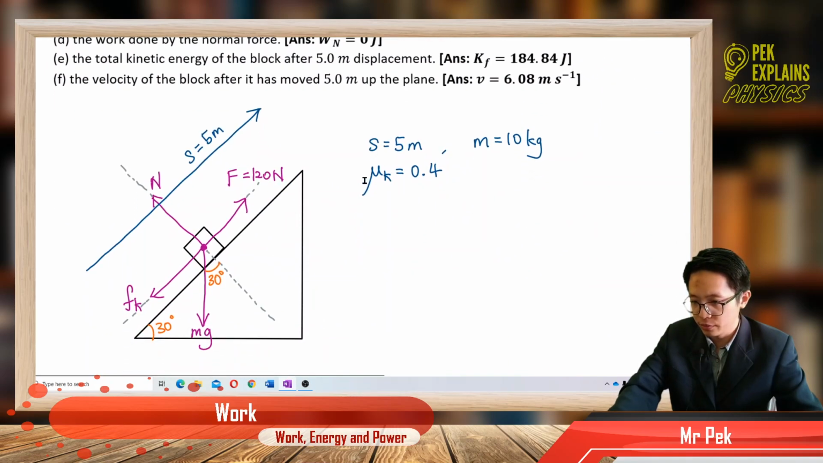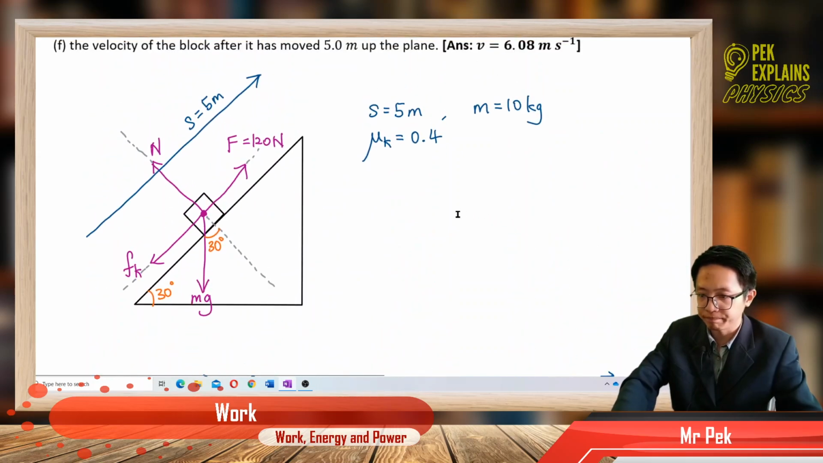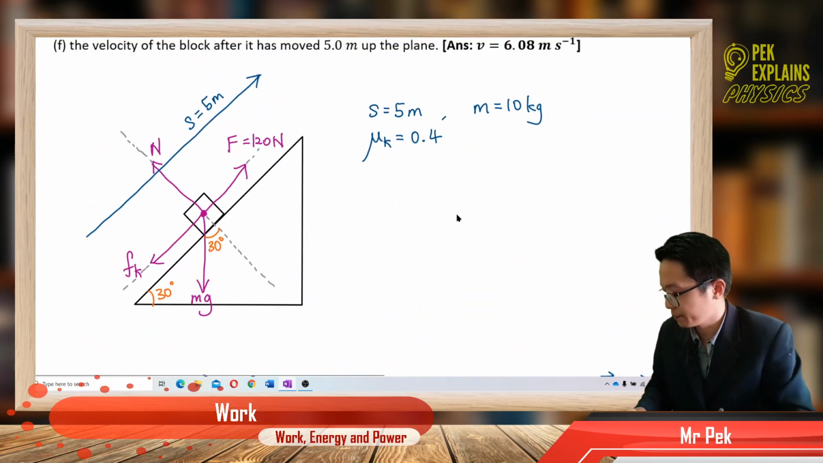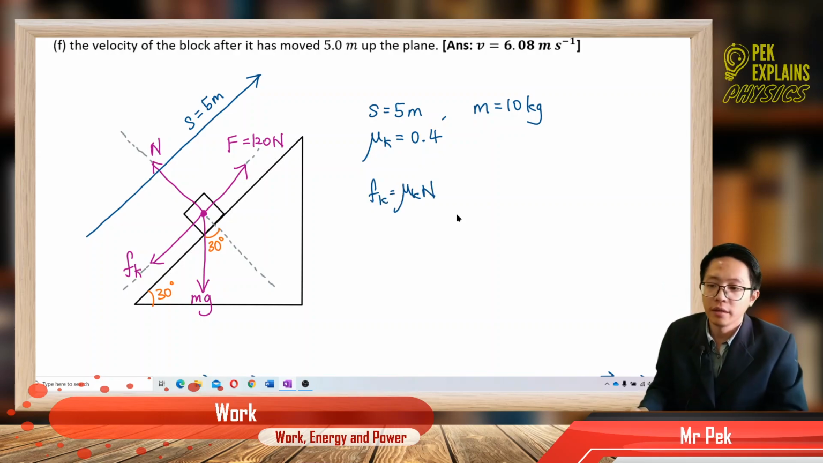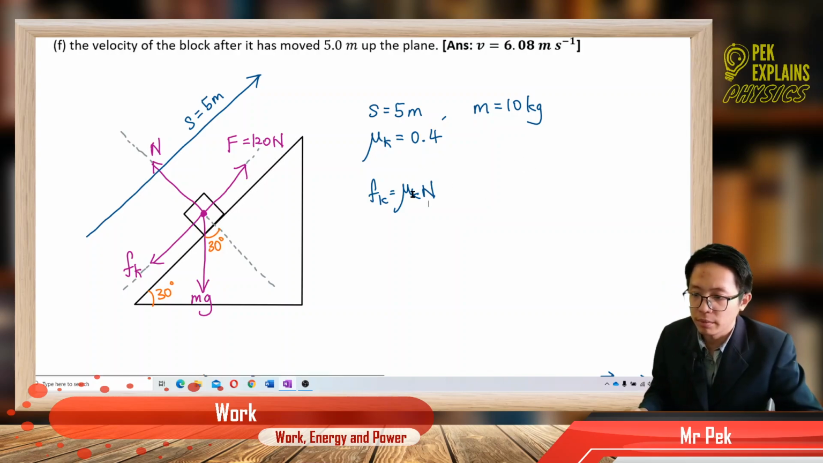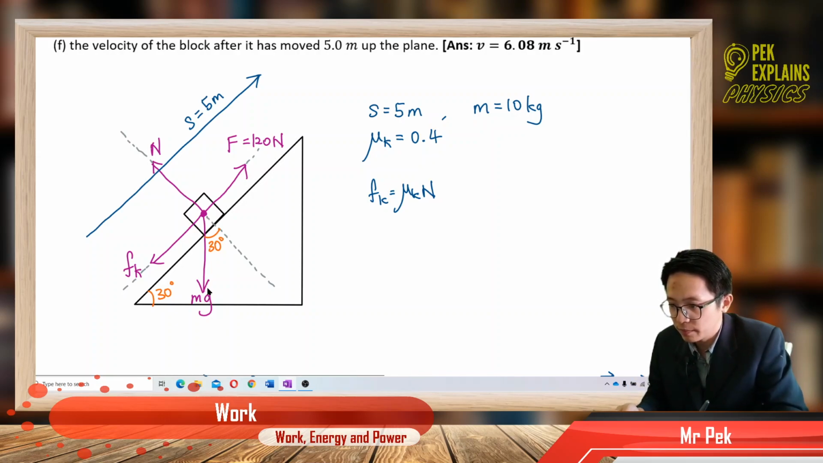We have the mu. So now how to find the friction? What's the formula for friction? Friction is equal to mu times N. Okay, friction is mu N. We have the mu, but we don't have the normal force. So how? To get the normal force, first we need to resolve the mg.